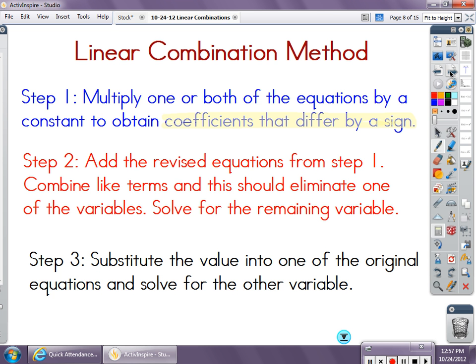Step 2, add the revised equations and combine like terms. It should eliminate one of the variables. That's the key. This is the elimination method, or the linear combination method. So we solve for the remaining variable and substitute that back in to find the other variable. If you need more time to write that down, hit pause and you can copy those down.